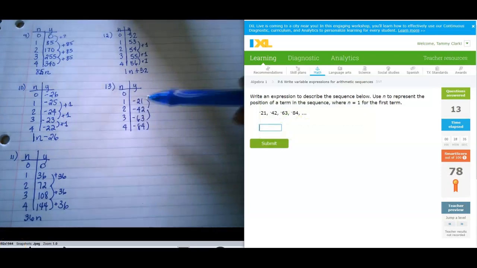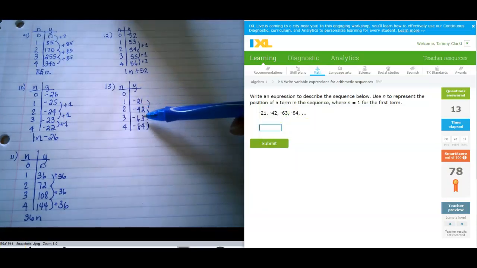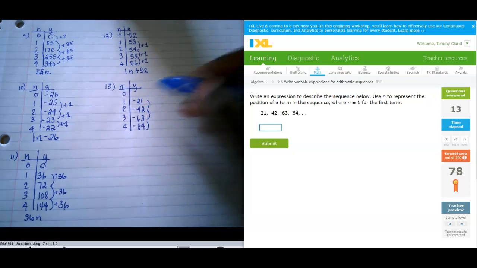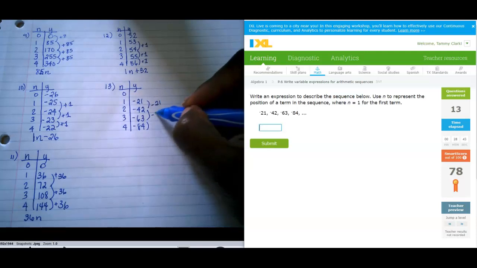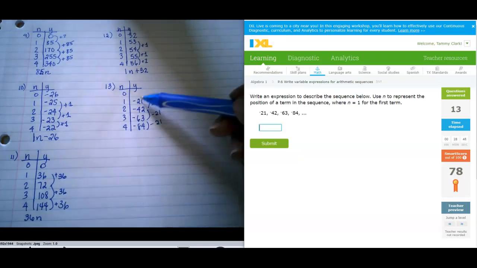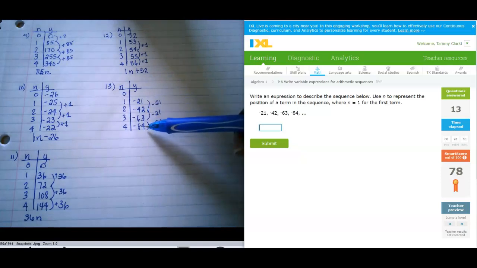All right, on this one, our output is negative 21, negative 42, negative 63, negative 84. And so I am subtracting 21. I'm subtracting 21 on the output side. And I know that because the numbers are getting further away from 0 on the number line.